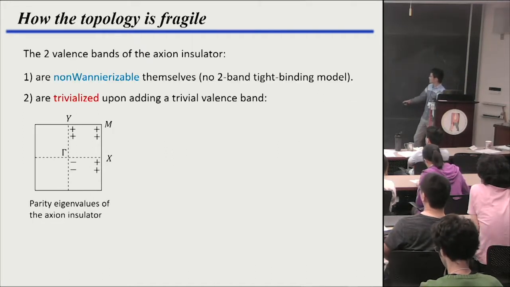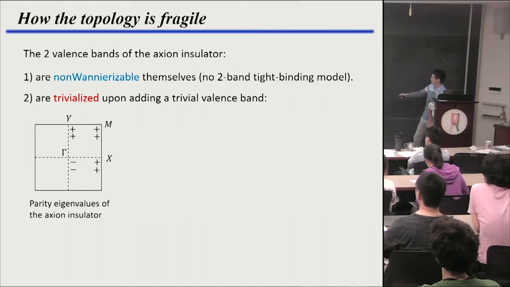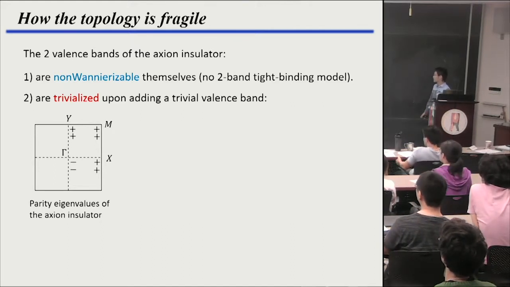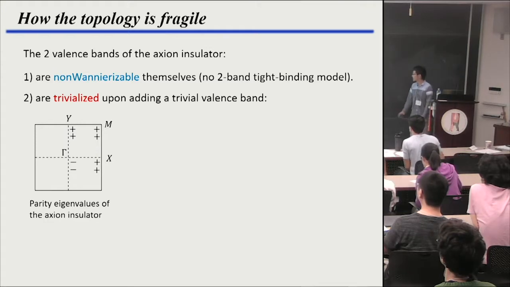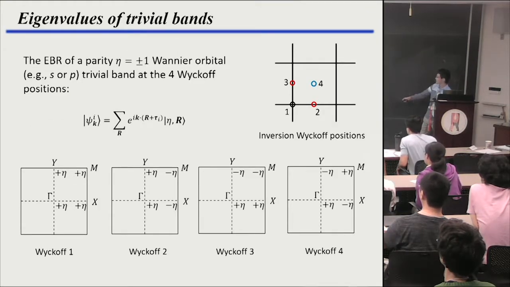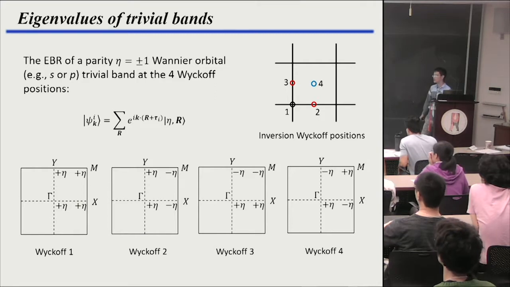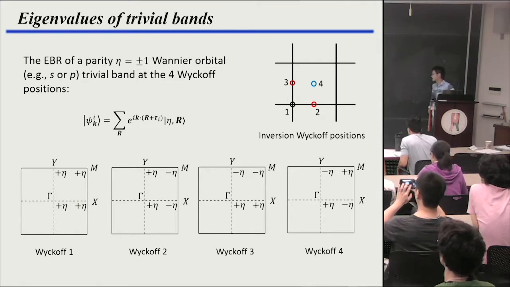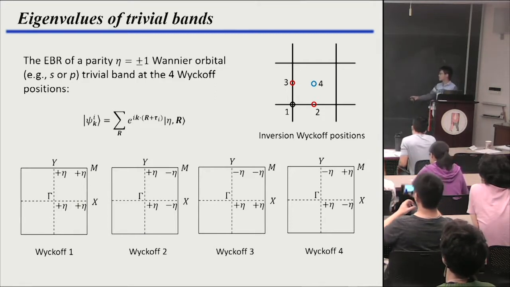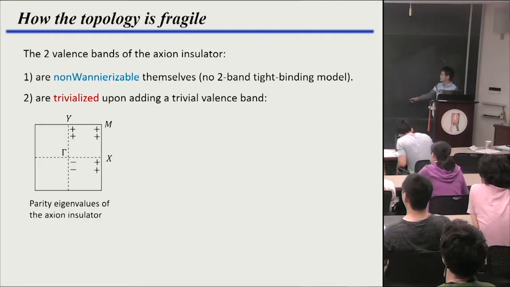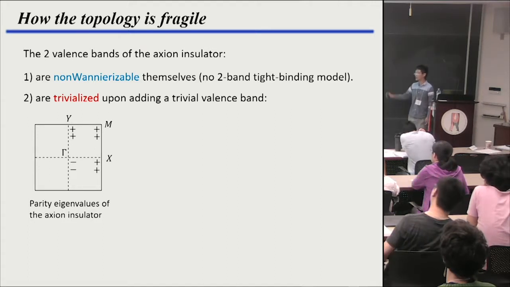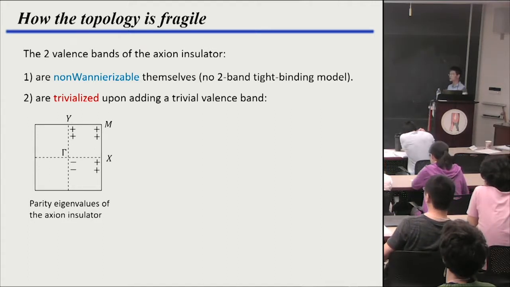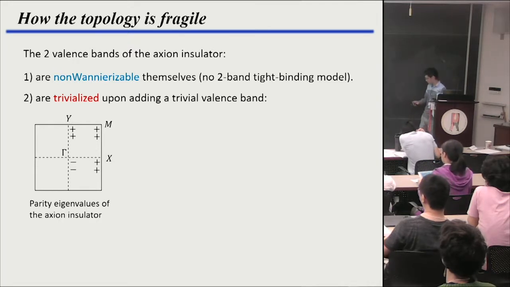So now let's look at this example of quantum spin Hall with time reversal breaking. You find you need two negative signs here and two plus signs at all the other positions. And if you look back at all these four kinds of eigenvalues, you find there's no way you can choose two of them to give you this kind of eigenvalues. So this actually proves it's a topological non-trivial state. It cannot be decomposed into atomic limit trivial bands.